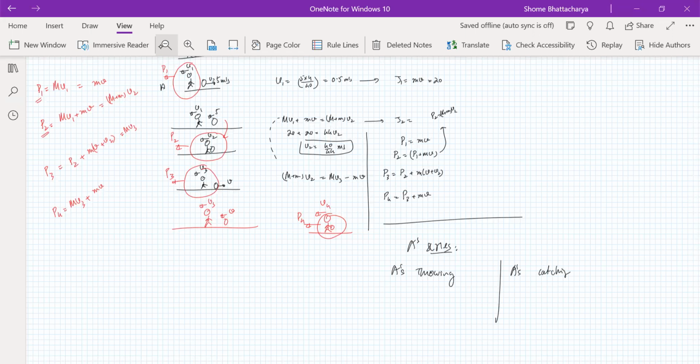Okay. So the first time A throws the ball, his velocity becomes P1 by capital M, that is mv by m. Then the first time A catches the ball, his velocity becomes this. Then the second time A throws the ball, his velocity becomes how much? It becomes P2 plus mv divided by m. And P2 was how much? It was P1 plus mv. Now you see, this is a pattern forming.